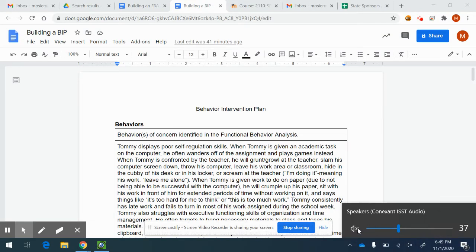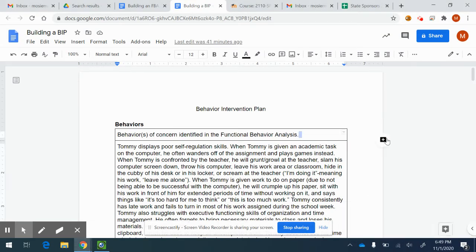All right, we'll go ahead and talk about building our behavior intervention plan. So, back to our original subject, we're talking about a student who I have called Tommy and renamed on our data sheets as Tommy to maintain confidentiality for the student who I am talking about.